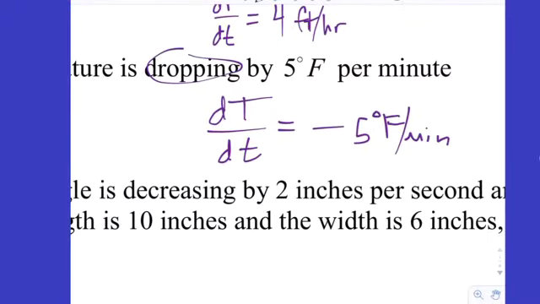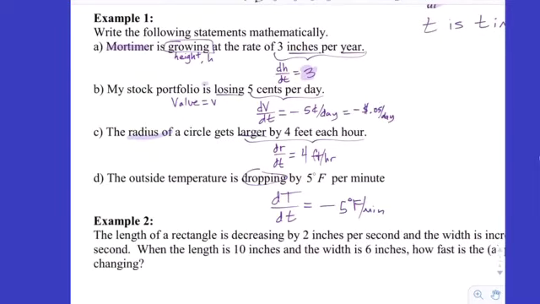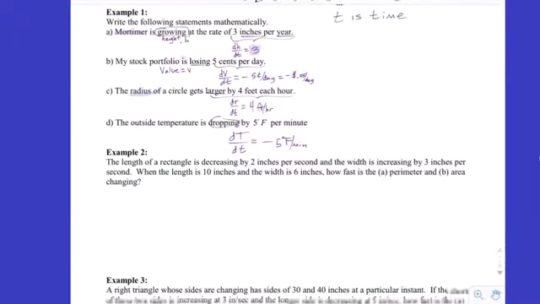All right, so in that little activity, we had 2 that were positive, 2 that were negative. But we now know how to write a verbal rate of change with respect to time as a mathematical rate in Leibniz notation. All right, so let's put our toe in the water.